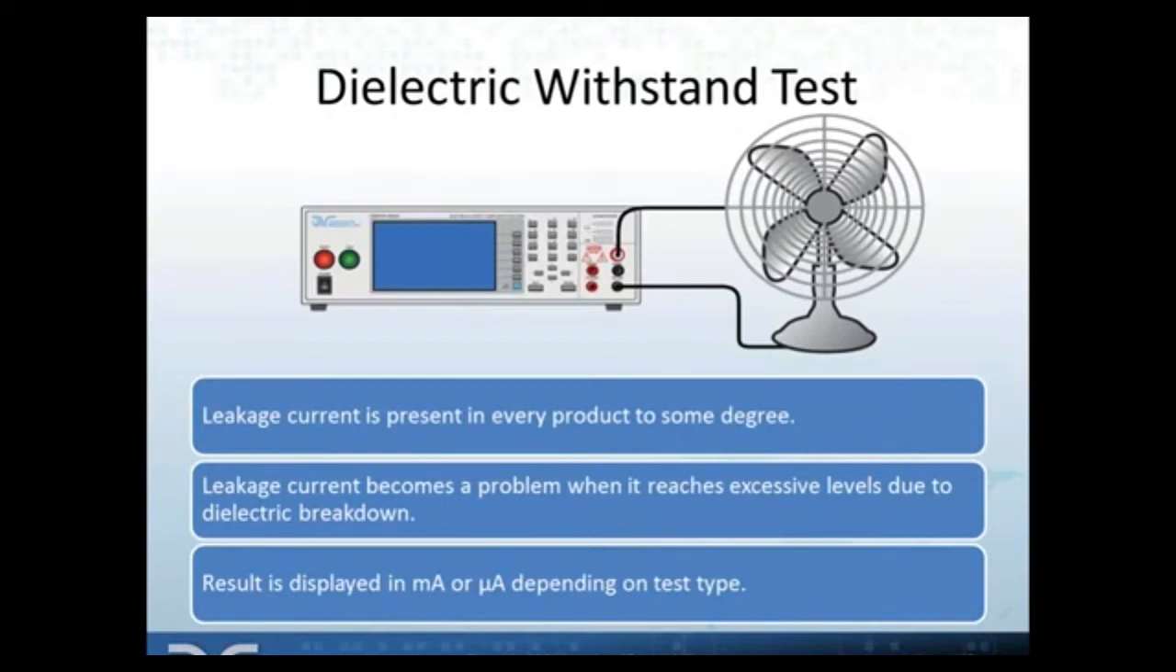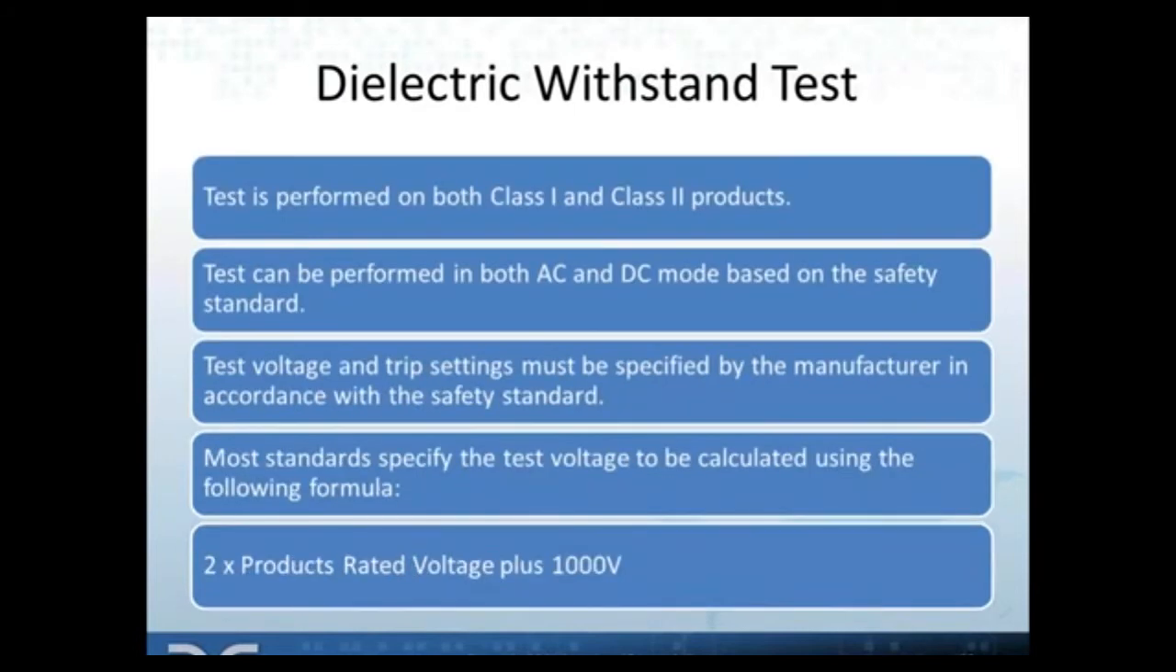The result of a hipot test or a dielectric withstand test is usually displayed in milliamps or microamps depending on the test type. Now this test is performed on both class 1 and class 2 products. This test can also be performed in both AC and DC mode, again based on the safety standard. The test voltage and the trip settings must be specified by the manufacturer in accordance with the safety standard they're trying to comply with.